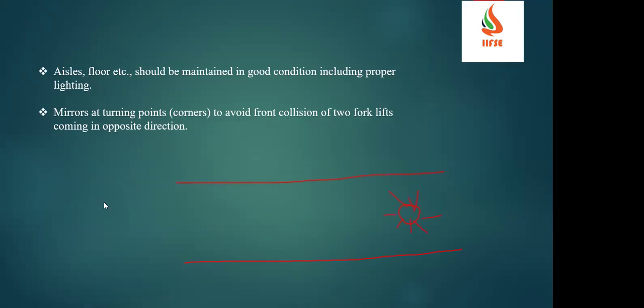Mirrors at turning points, in the sense corners, to avoid a front collision of two forklifts coming from opposite directions. The corner, in the sense, this is a corner point as we saw yesterday. This is an end point. Here I should put a mirror so that whenever I'm coming in, I can see he is also coming this way, and he can see me. This is also called a blind spot, so that people can see this portion.